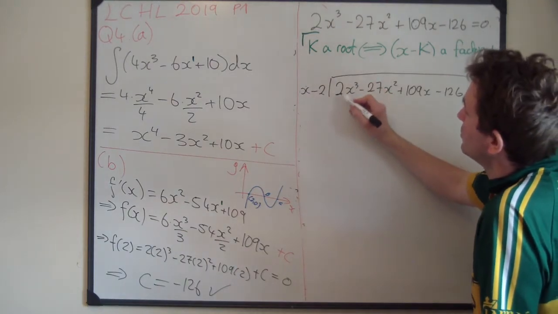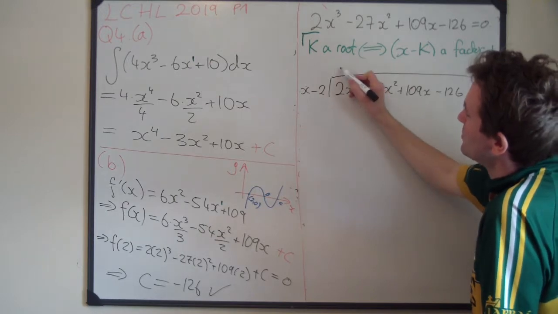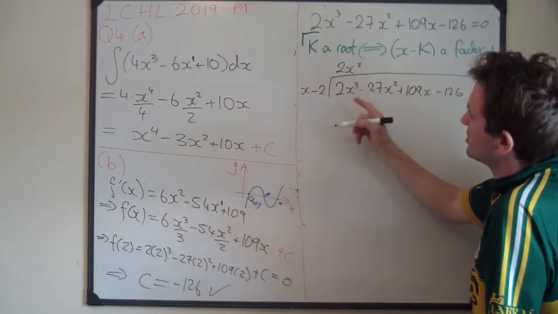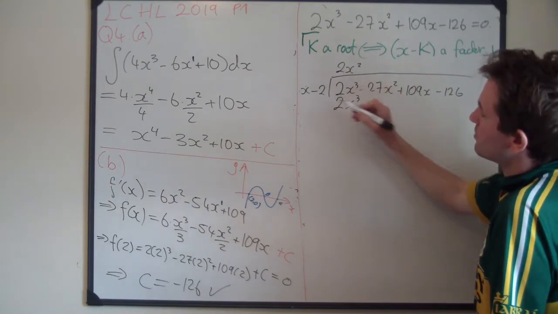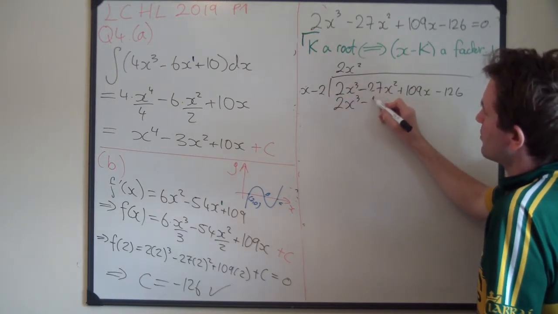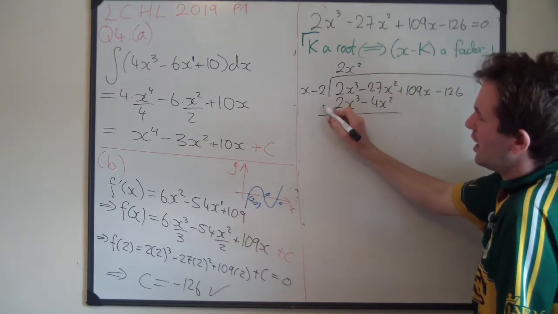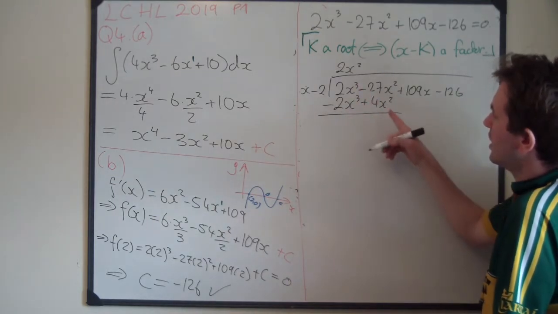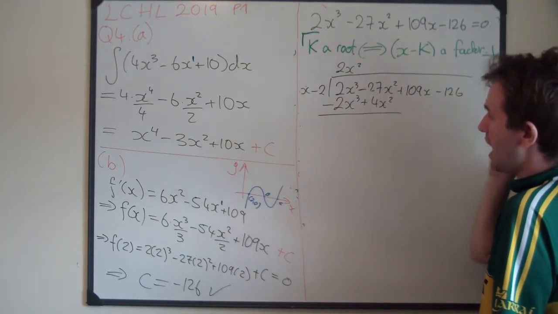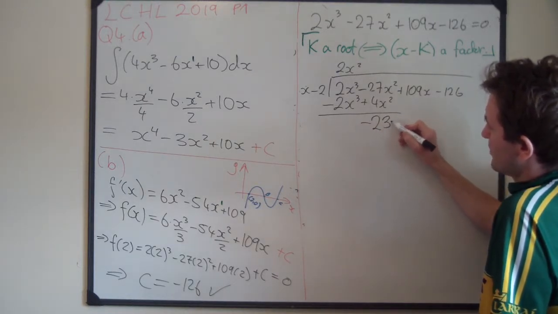x by 2x cubed, no. What by x gives you 2x cubed would be 2x squared. So let's multiply out. 2x squared by x is 2x cubed. 2x squared by minus 2 gives me minus 4x squared. Now to take this away, I change the sign and add. This gives us 0, and here I've got 4x squared minus 27x squared is minus 23x squared.